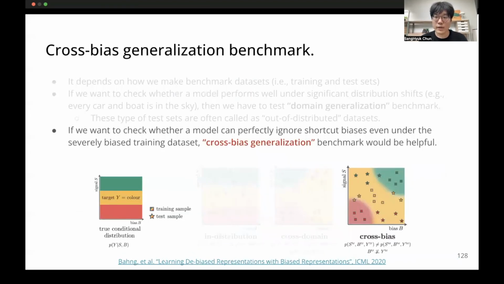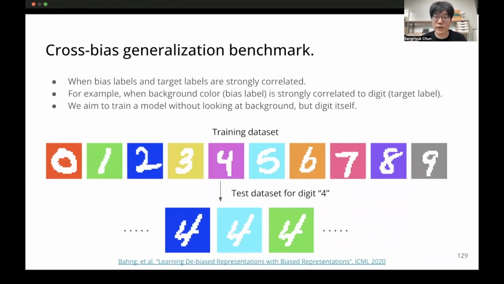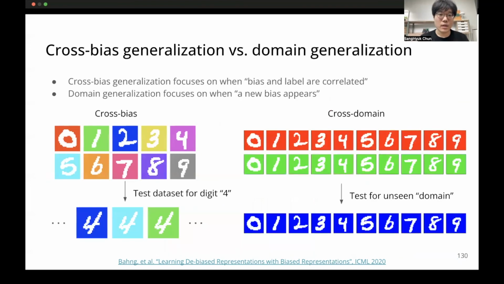Now let's see another evaluation scenario, cross-bias generalization. This task aims to evaluate a scenario when bias labels and target labels are strongly correlated. For example, when background color is strongly correlated to digit number. We aim to train a model without looking at the background, but at the digit itself. It is different from the domain generalization task because the domain generalization training set contains multiple domains and each domain and each target is not correlated. But it measures the accuracy on the unseen domain.